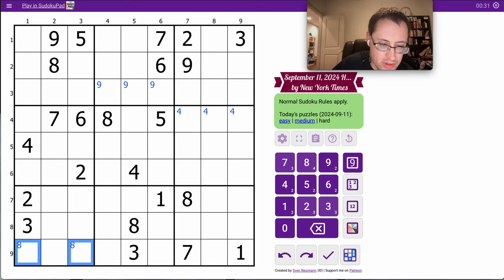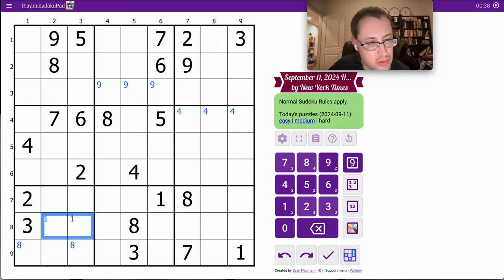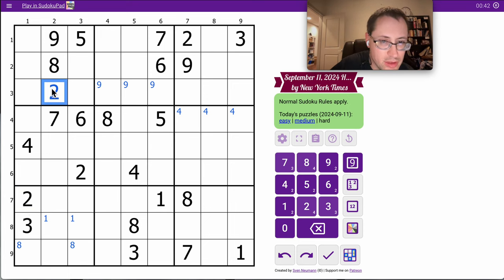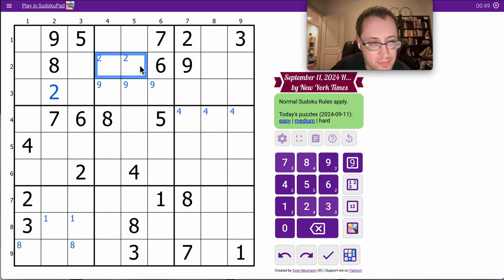Eights in the bottom corners of region 7, row 9. One is those two spots. I can place a 2 here, and then those two 2s. Those two eights actually force this one as an 8. Oh. So I had nothing in row 3 or column 8 to start with. Interesting.